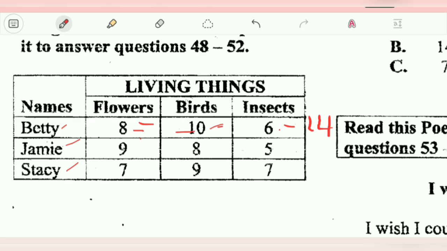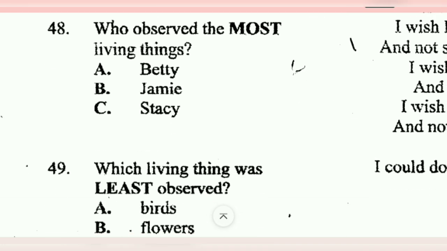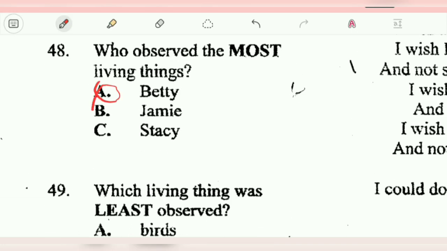Jamie is 9 and 8, because I know it's 17. 2 8s are 16 plus 1, 17. 17 and 5 is 22. So Jamie is 22. Stacy is 7 and 9, 16 and 7 is 23. So the person who observed the most is Betty. And I hope my addition is fast and accurate. Betty.